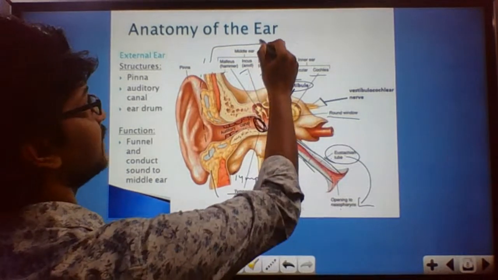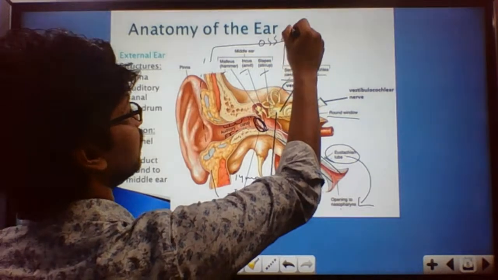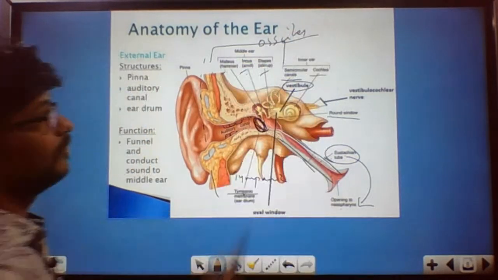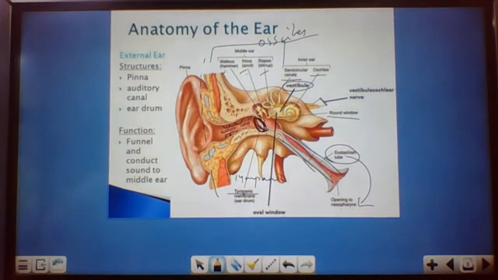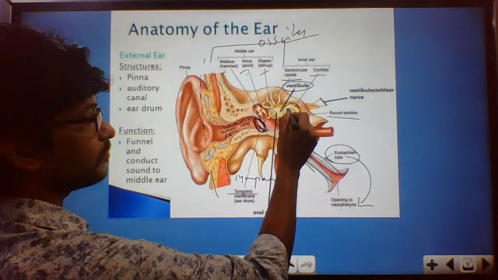And you asked about ossicles. These are ossicles. So we call it here as ossicles. We have malleus, incus, and stapes. And this is the oval window.